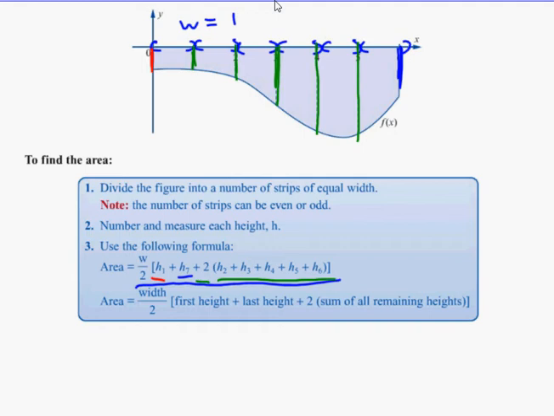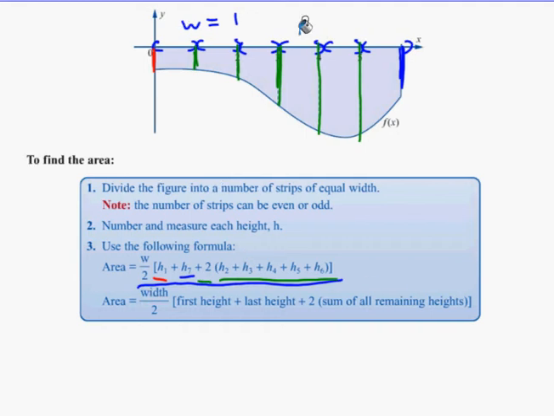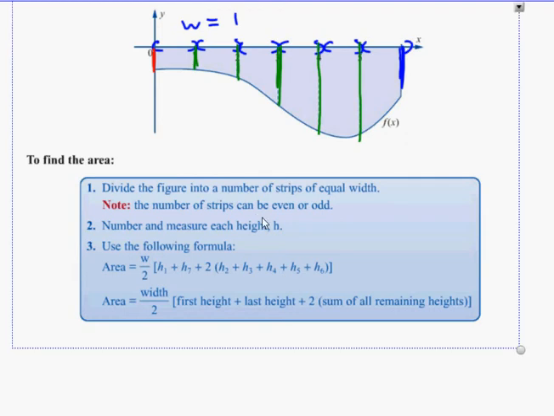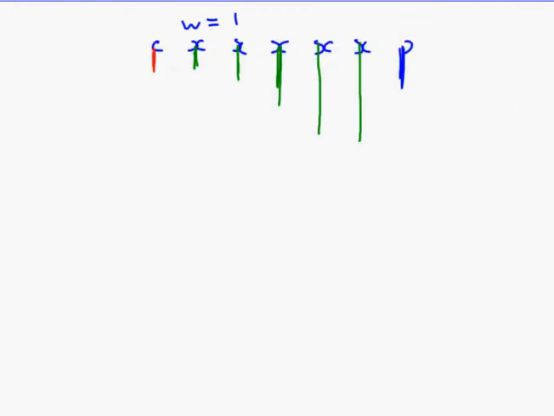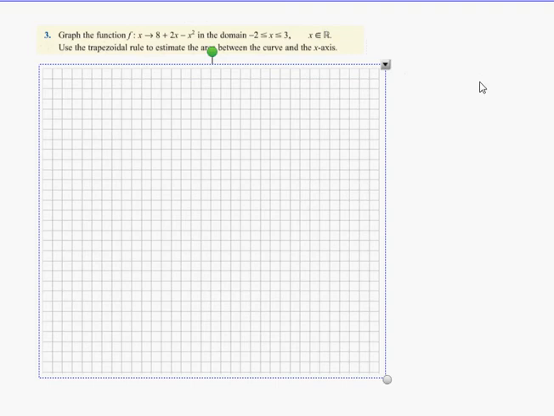Okay, so to remember this in your notes, the best way to remember is to say area equals width divided by 2, first height plus last height plus 2 times all the remaining heights added together. So realistically, when we're talking about this question, we only need that last part to do the question. So let me show you what we're doing. Okay, so we're going to go straight to question 3, and you're going to see how easy these are.